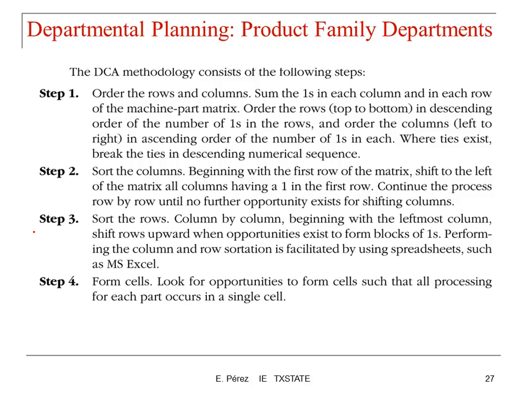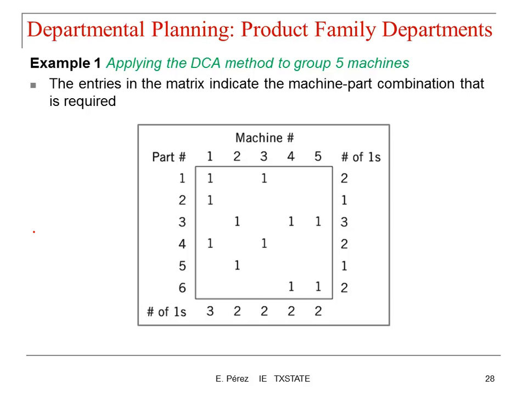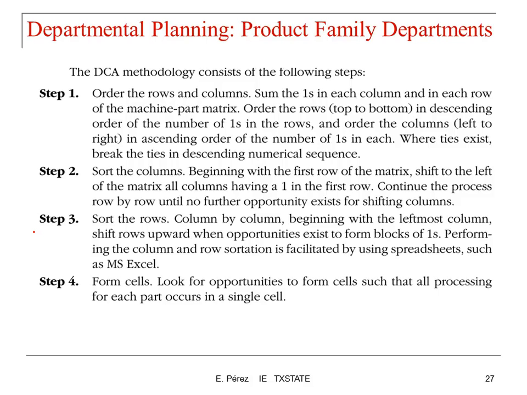Well, first we need to discuss what the steps of the algorithm are. Again, this is a very simple algorithm with simple steps. You're going to start with a matrix. The rows are six different part types, and each column represents a different machine. A one means that part one requires machine number one to be processed, but part number one does not require machine number two, and so on. So you start with something like this, and then in order to find the best clustering for the cells, you're going to follow these steps.